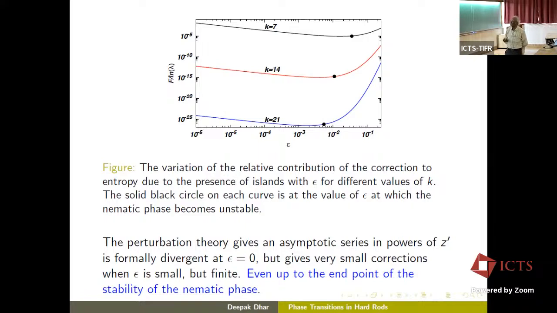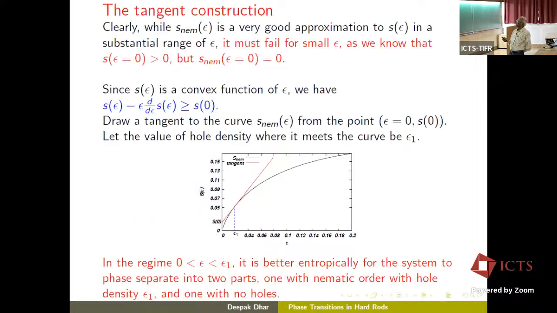We are going to be only near the transition point where epsilon is finite, and then this contribution is actually very small. So here it says the perturbation theory gives an asymptotic series in powers of z prime that is formally divergent at epsilon equal to 0, but gives very small corrections when epsilon is small but finite, and in particular up to the end point of the stability of the nematic phase. Okay. So now we want to go beyond this particular limit. So this is the tangent construction.